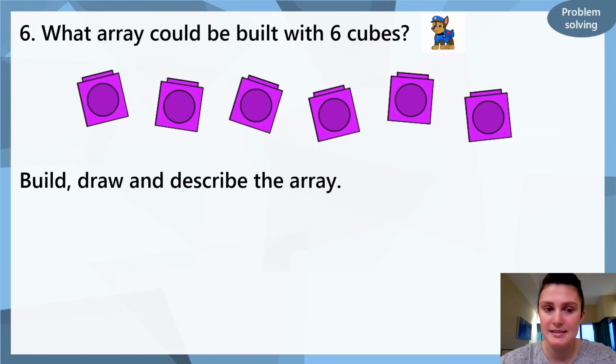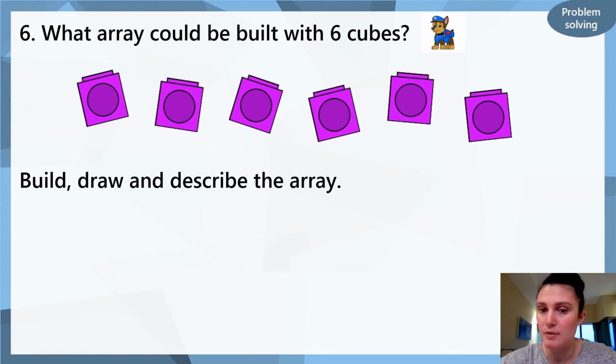Okay, our last question today, question number 6. We have 6 cubes. What color are they? Yeah, they're purple. 6 purple cubes. I want you to make an array using these 6 cubes. So think about how many rows you can make.